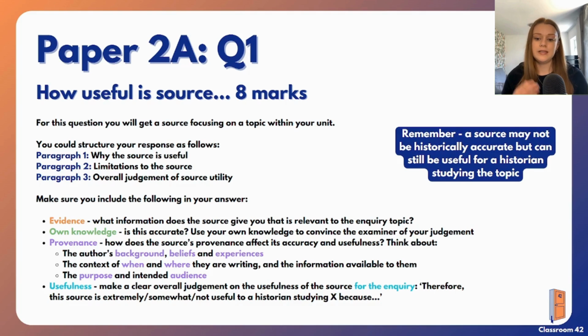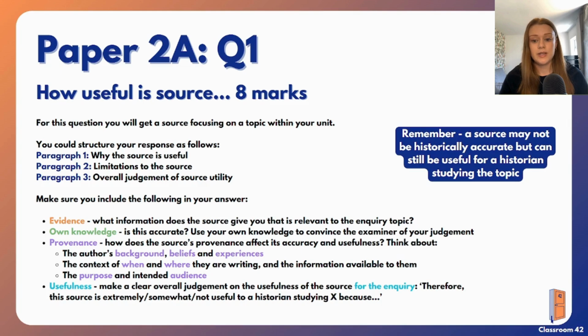Then we also always need to make sure we bring in our own knowledge. So we can't just rely on what's in the source. We need to also bring in our own historical knowledge to show that we know the topic. So a good way to do this is to talk about how the source is accurate or inaccurate using our own knowledge. So we could say, give the evidence of the source, and then we could say, I know this to be accurate because, and then give your own knowledge. Or in your paragraph 2, you could say, actually the source is not very accurate because I know that my own knowledge contradicts what the source says.